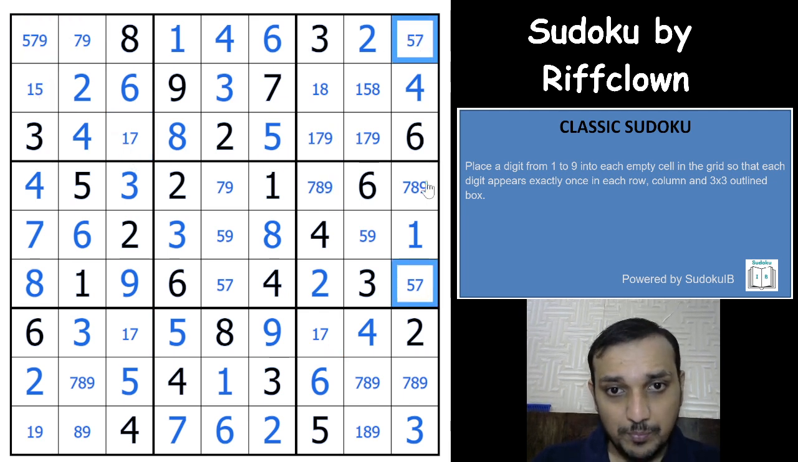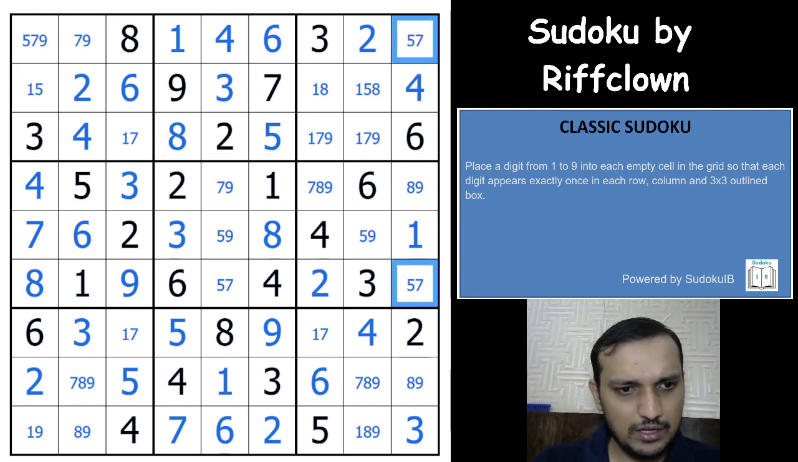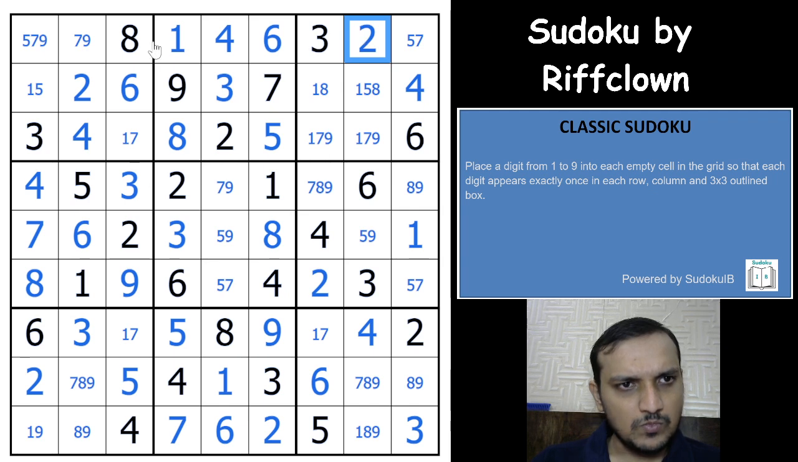You have a 5 7 pair now. Wow, that eliminates 7 from these two cells. So, you have a 5 7 pair. And you have 5 in one of these two cells, 5 in one of these two cells. No, it doesn't help much. This cell is not a 7 now.